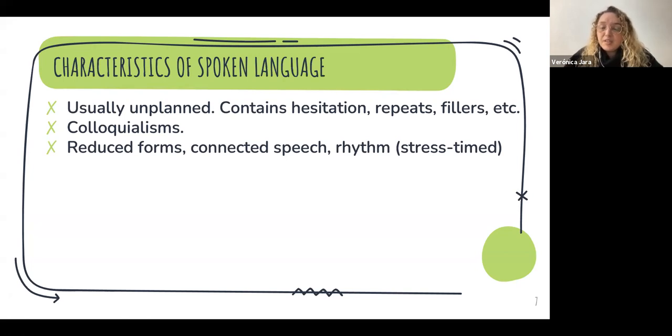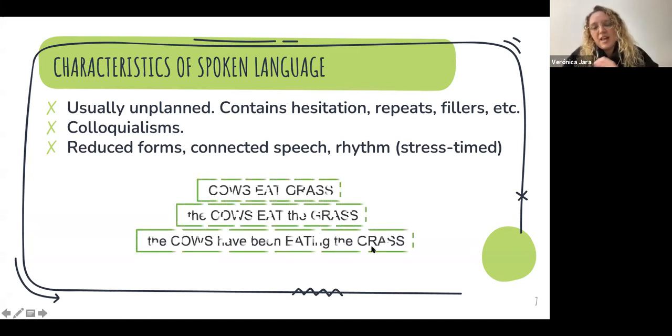Rhythm is also something that poses challenges. English is a stress-timed language, unlike Spanish, which is a syllable-timed language. What does that mean? In Spanish, the more syllables we have in a sentence, the longer it takes for us to say the sentence. Whereas in English, we think of the stressed syllables that we have, right? So for example, if I show you these three sentences, right?